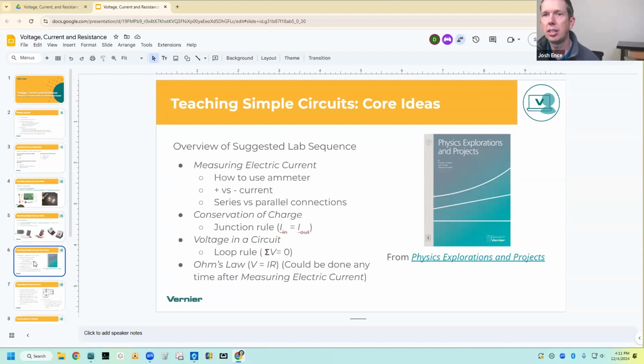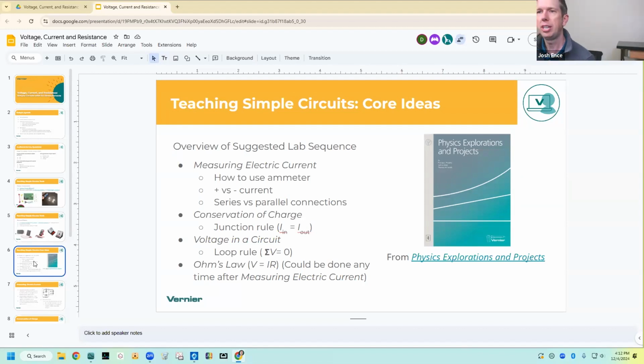The second activity is called conservation of charge, and students build the idea of the junction rule, the idea that all the current flowing into a junction in a circuit is equal to the current flowing out of it. The third one is voltage in a circuit, and it's Kirchhoff's loop rule, the idea that as you move through any closed loop in a circuit, the sum of the increases and decreases of the electric potential should add up to 0.